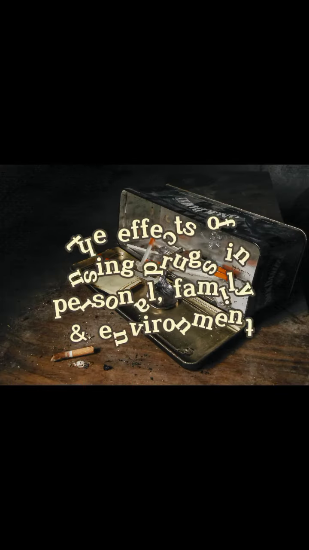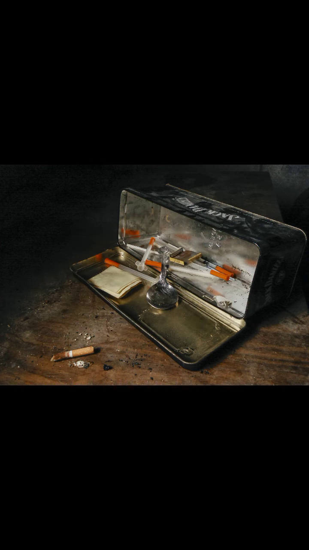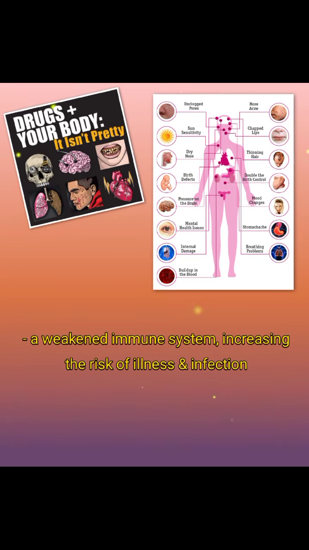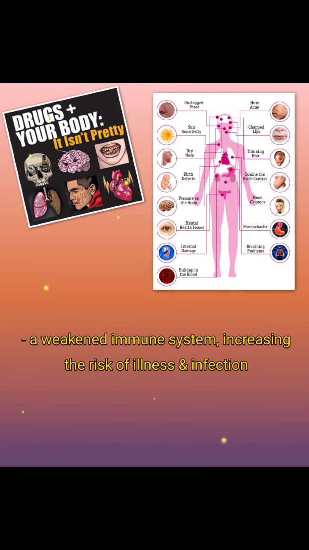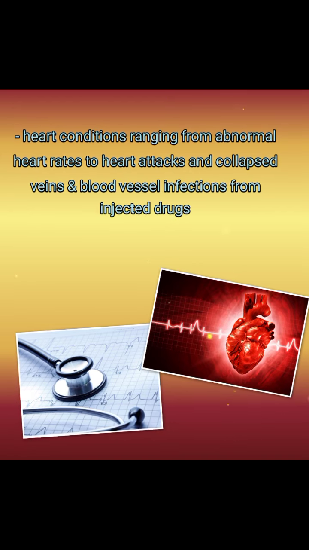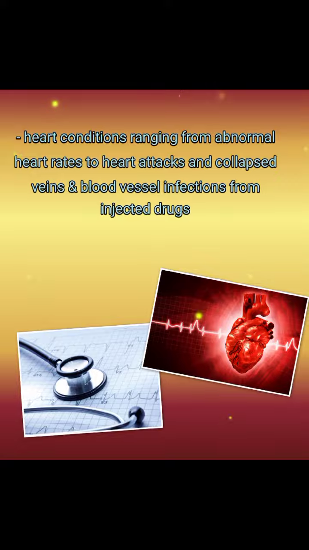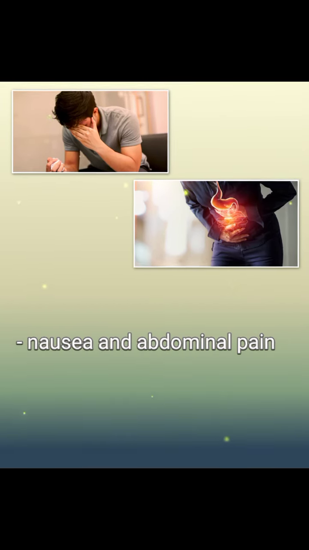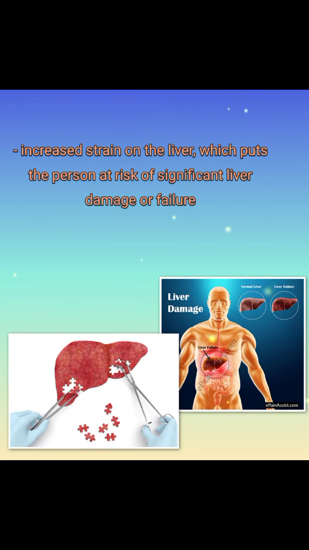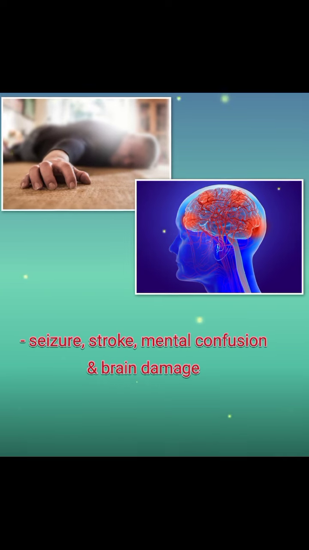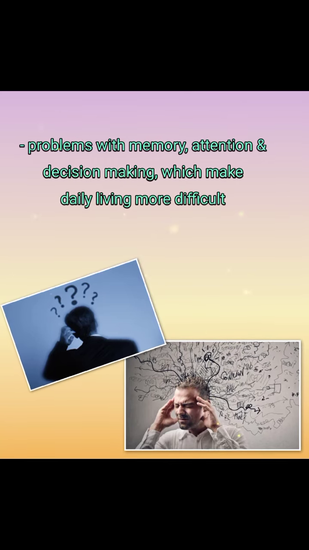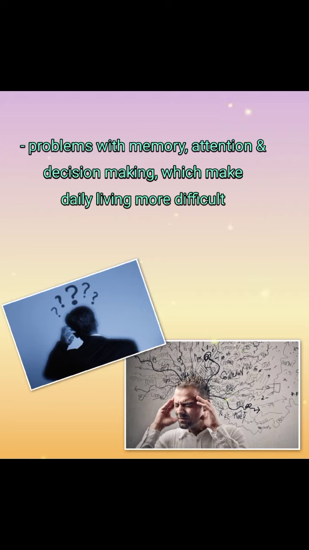The effects of using drugs in personal, family, and environment. Personal side effects of using drugs may include a weakened immune system, increasing the risk of illness and infection, heart conditions ranging from abnormal heart rates to heart attacks and collapsed veins and blood vessels, infections from injected drugs, nausea and abdominal pain, increased strain on the liver which puts the person at risk of significant liver damage or failure, seizure, stroke, mental confusion and brain damage, lung disease, problems with memory, attention and decision making which make daily living more difficult.